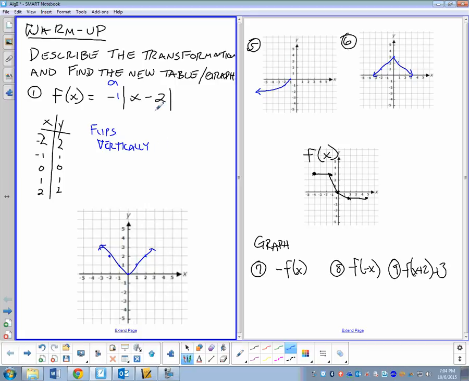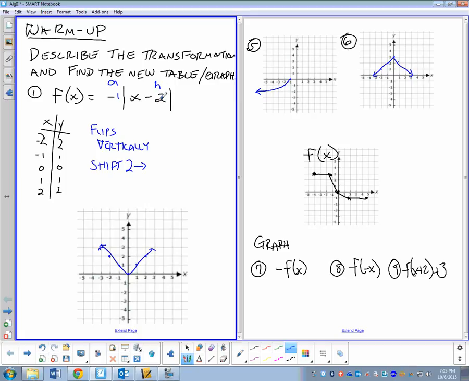Then we also need to figure out what this -2 does. Because I'm either adding or subtracting it, that means it's either an H or a K. And because it's part of my absolute value, part of what's happening to my X, that means it's an H value. So what does H do to my graph? Remember last time we talked about H shifts your graph left or right. So if I have a -2, that means it's going to shift my graph to the right.